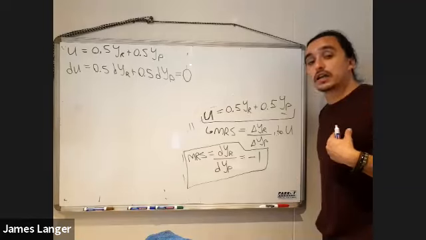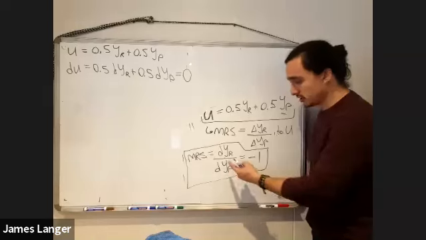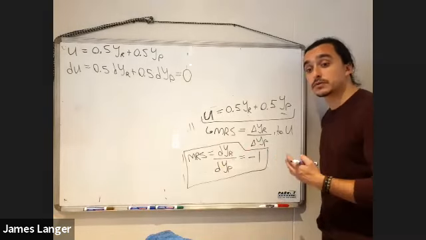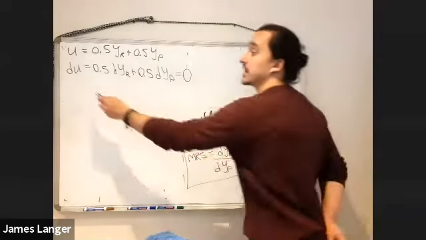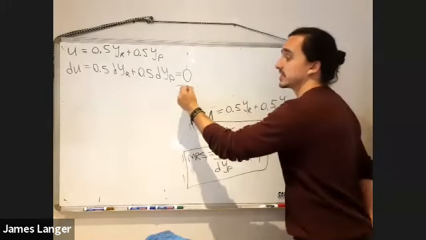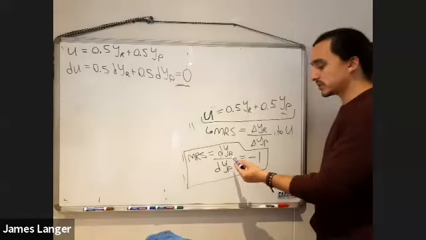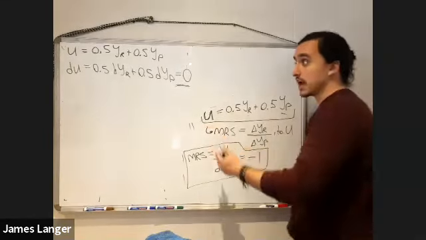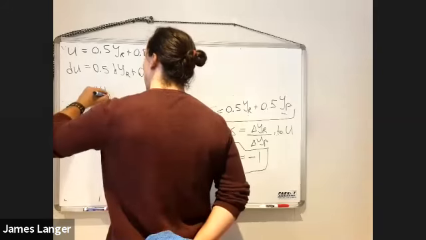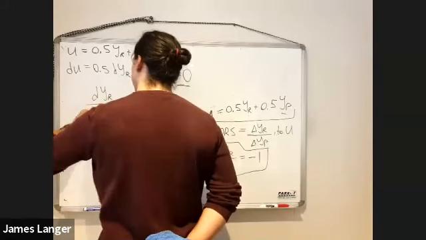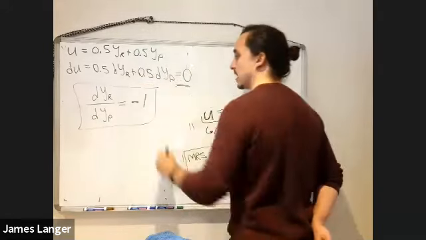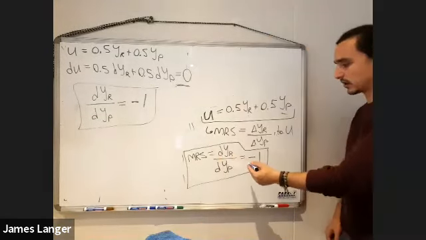So if I want to calculate the marginal rate of substitution along the indifference curve, I need to have DU equal to 0. So we set this equal to 0, and then we solve for DYR over DYP. And when we do that, we can see that DYR over DYP is equal to minus 1. And that is my MRS. So that's how I calculated this.